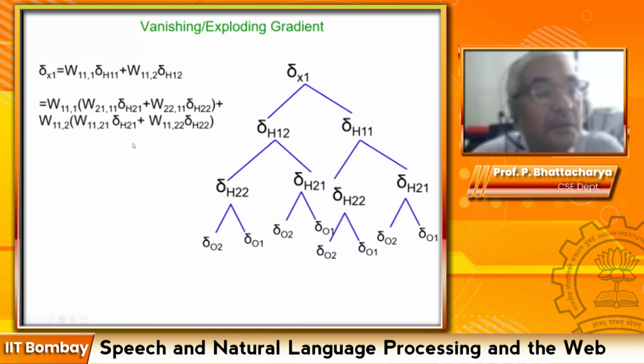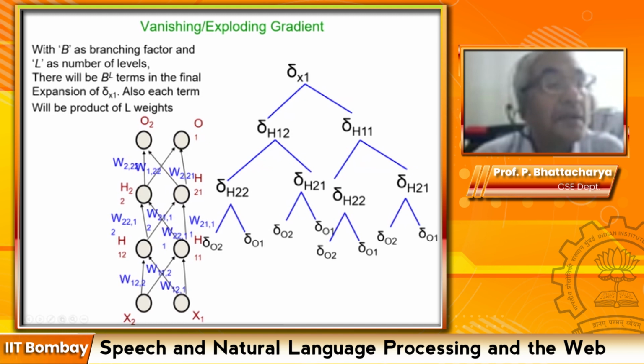In the next level, we'll have 8 terms, 2 to the power 3, 8 addition terms, and each term will contain a delta value multiplied by 3 weight terms. So this is the way the number of terms will increase exponentially with the number of levels. Okay, and each term will have order of L weights. So this is what is written here with B as the branching factor and L as the number of levels. There will be B to the power L terms in the final expansion of delta x1. Also, each term will be a product of L weights. Okay, is this clear to you?